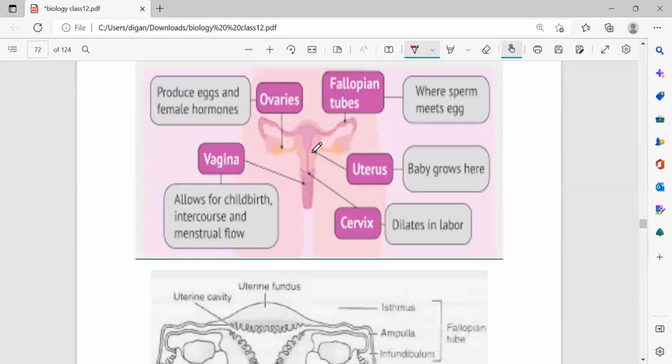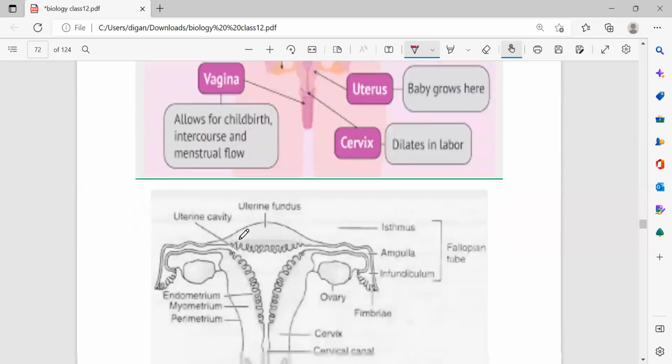Then the uterus. This is the uterus. The baby grows here, meaning after fertilization, when the zygote is formed, the zygote moves and reaches the uterus where the baby grows. Then the cervix, that is for labor. Last one is the vagina. The vagina allows childbirth, intercourse and menstrual flow. So these are the different parts of the female reproductive organs and their functions.